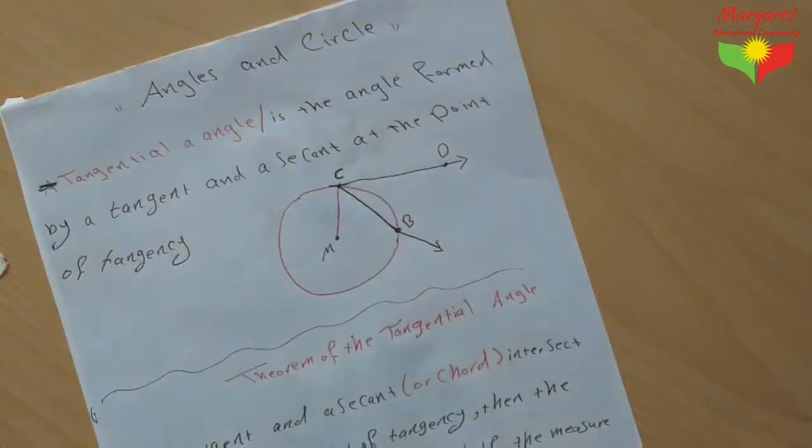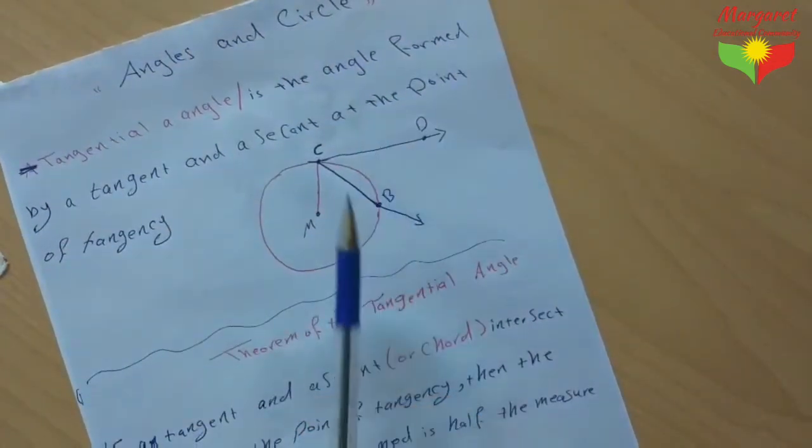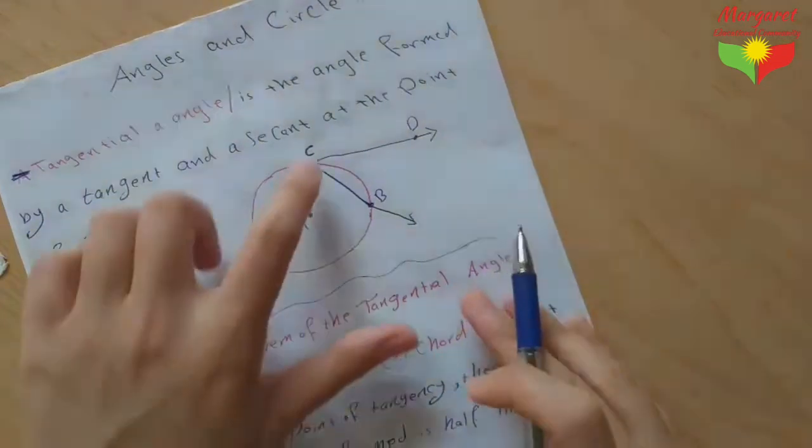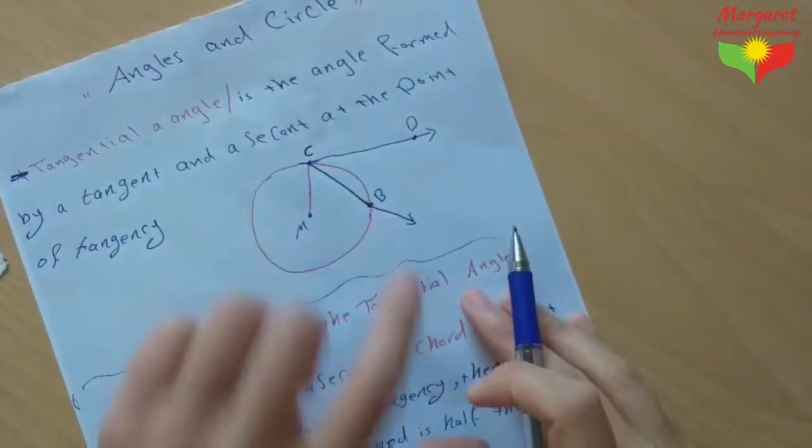So here this line is called the tangent line, and this line is called a chord or secant, okay.